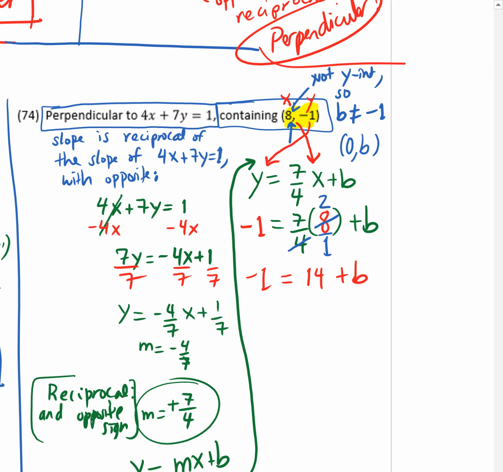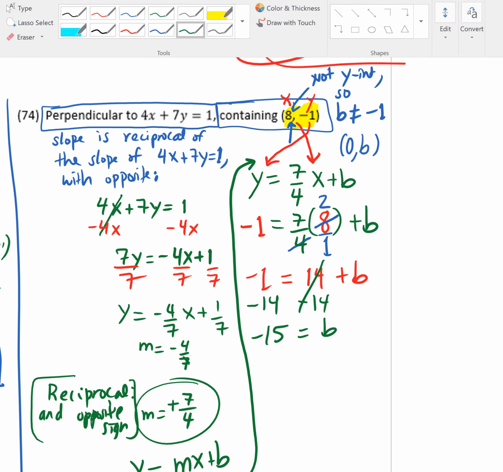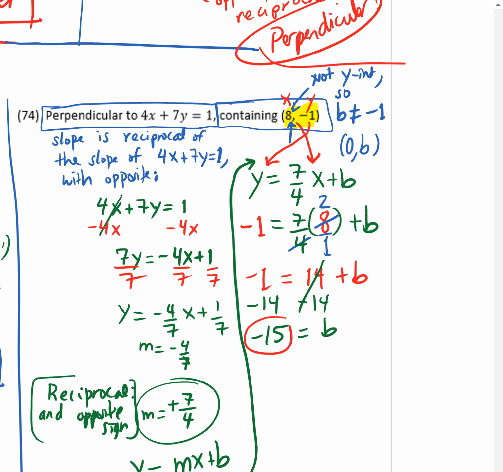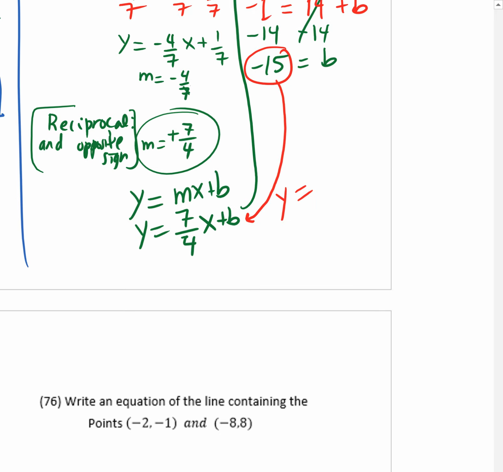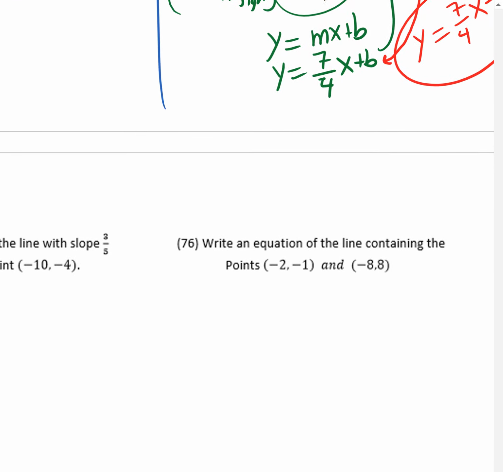And now I solve for b and I'll be all done. Because remember, all you need is m and b. And we already have m. Alright, finally, b is negative 15. Alright, that means I can take negative 15 and put it right here. Because that was the only thing I was missing. y equals 7/4 x plus b. But b is negative 15. Whew, it's kind of difficult, huh?